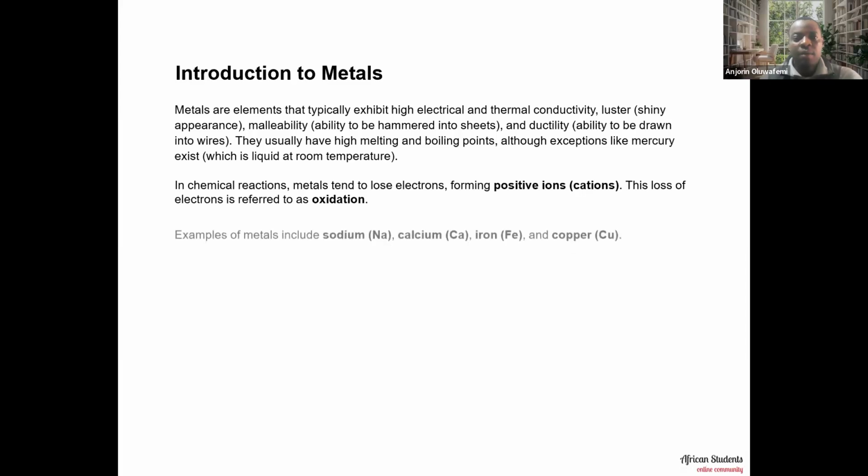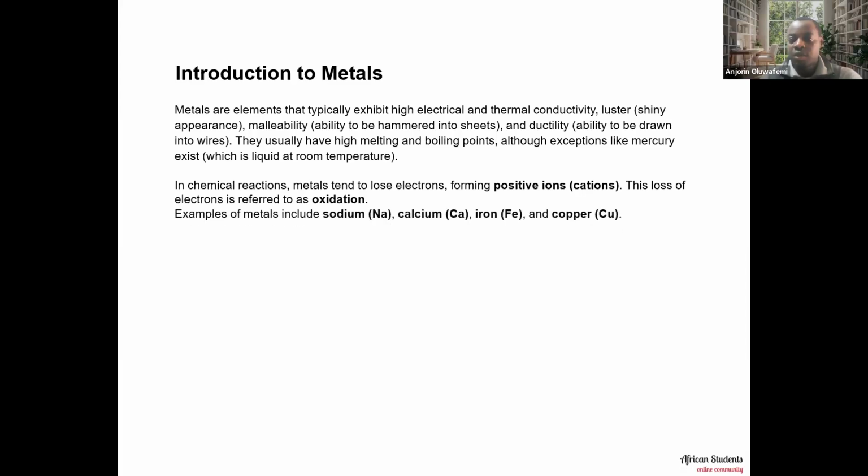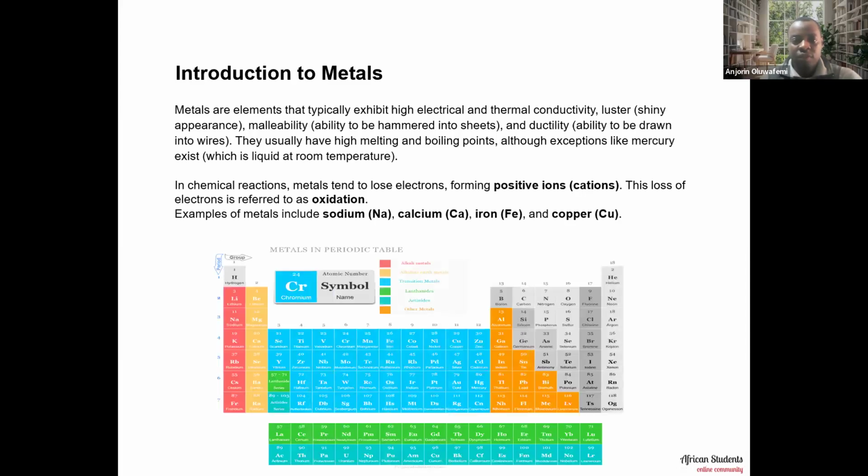We've talked about this when we were considering redox reactions. Examples of metals include sodium, calcium, iron, copper, and so on. On the periodic table, you can see them outlined. The group 1 elements and the group 2 elements are all metals. When you go to the group 13 elements, you have the likes of aluminum, gallium, and all that. These are all metals also.